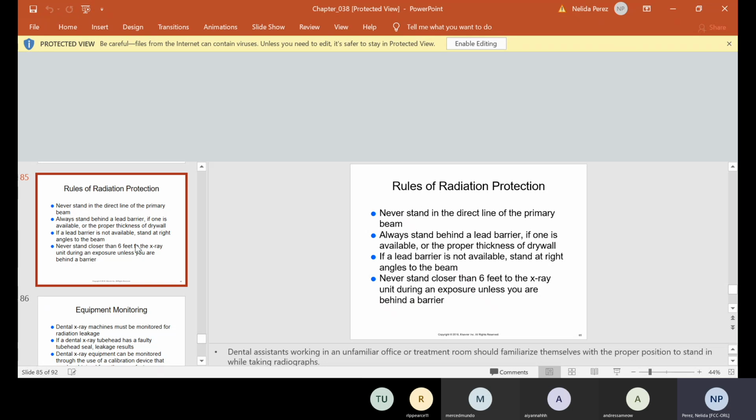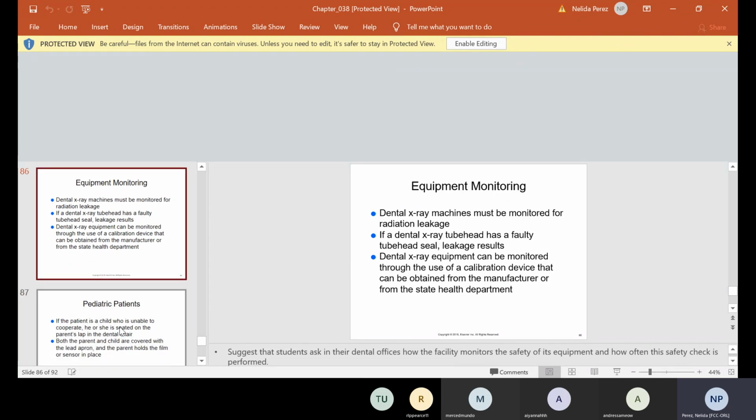Dental assistants working in an unfamiliar office or treatment room should familiarize themselves with the proper position to stand in while taking radiographs. Okay. Now, do a lot of offices have badges? No, not really. I would say the same. Yeah, 1 in 10 offices. So if you go to an office and they don't have it, what do they expect you to do? They expect you to follow the rules, okay?